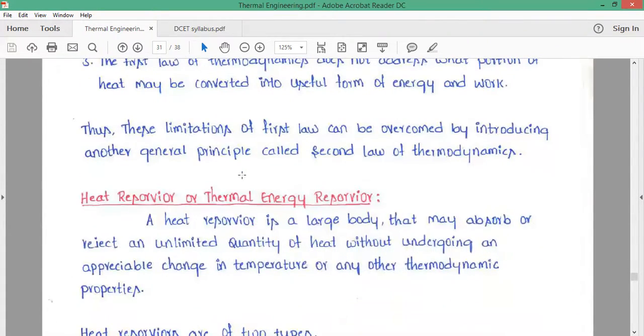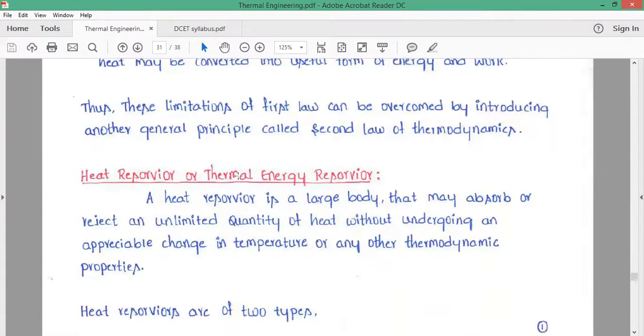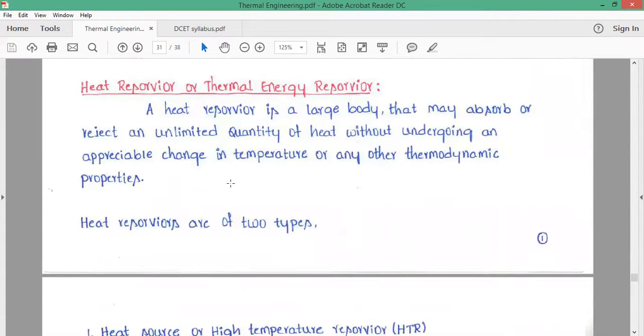These limitations of the first law can be overcome by introducing another general principle called the second law of thermodynamics. Before understanding the definitions of the second law of thermodynamics, it's very important to understand the term reservoir, heat reservoir or thermal energy reservoir. These reservoirs are hypothetical bodies, large bodies that may absorb or reject an enormous amount of heat without a change in temperature.